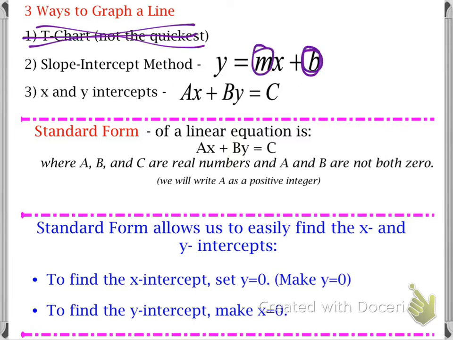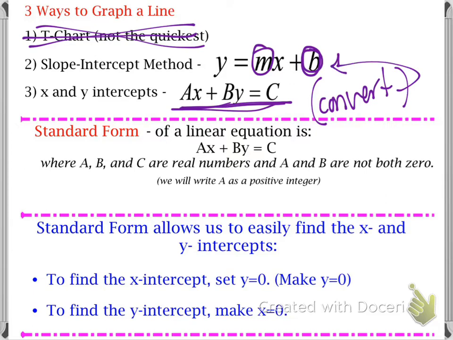And then if you're given standard form, it's easiest to find the intercepts, like I'm going to do on the next slide. An alternative method would be to convert it to y equals mx plus b. You can also do that, unless the question asks for both intercepts, then you're going to want to do what's happening in the following slides.